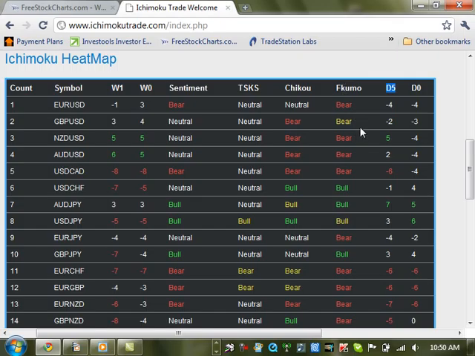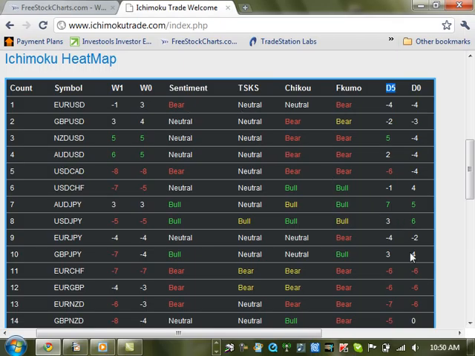What we're looking for, we've changed the rating system because a lot of people were confused on what it was. Our rating system goes from negative 8 to 8. If you get an 8, that means all 4 Ichimoku rules are good to go, and you've got a green light to trade. If you get a negative 8, it's a green light to trade on the bearish side.